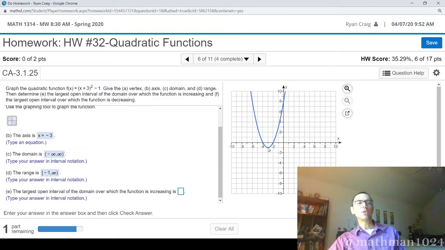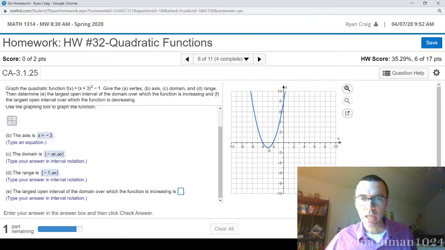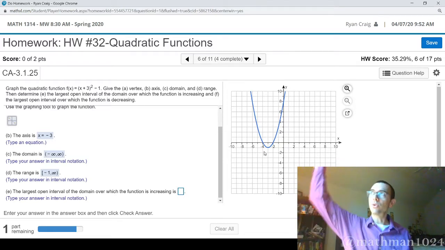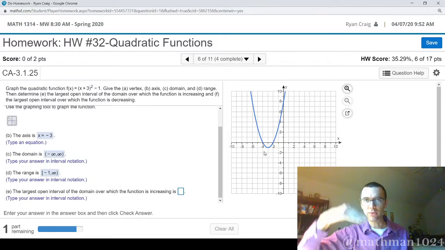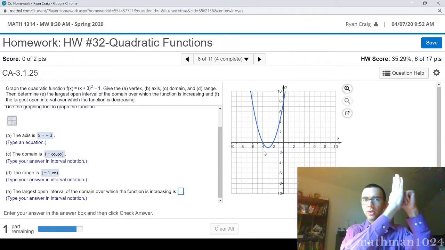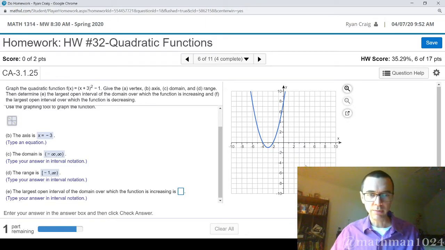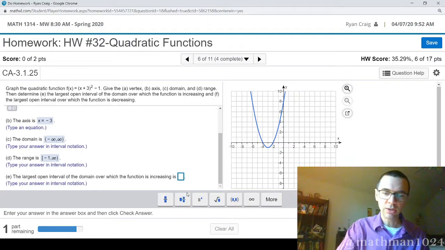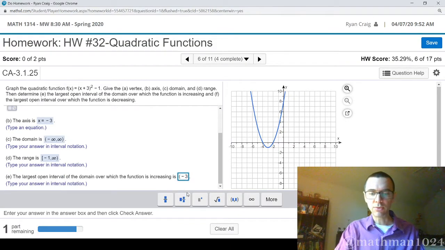The largest open interval of the domain over which the function is increasing. Okay, so again, the point, the x value where you change from increasing to decreasing or vice versa is right here at the vertex. So you see that we're decreasing until we get to an x value of -3, and then we're increasing. So it's going to be increasing from -3 to infinity.